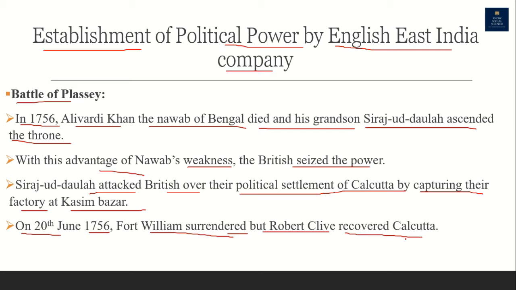Dear students, in 1756, Alivardi Khan died. After his death, his grandson, known as Siraj-ud-Daulah, ascended the throne. Knowing this situation and taking advantage of the Nawab's weakness, the British decided to attack Siraj-ud-Daulah, but he gave the British a strong defeat. In this battle, Siraj-ud-Daulah captured Calcutta and Qasim Bazar. On 20th June 1756, Fort William also surrendered to Siraj-ud-Daulah, but it was soon recovered by Robert Clive.